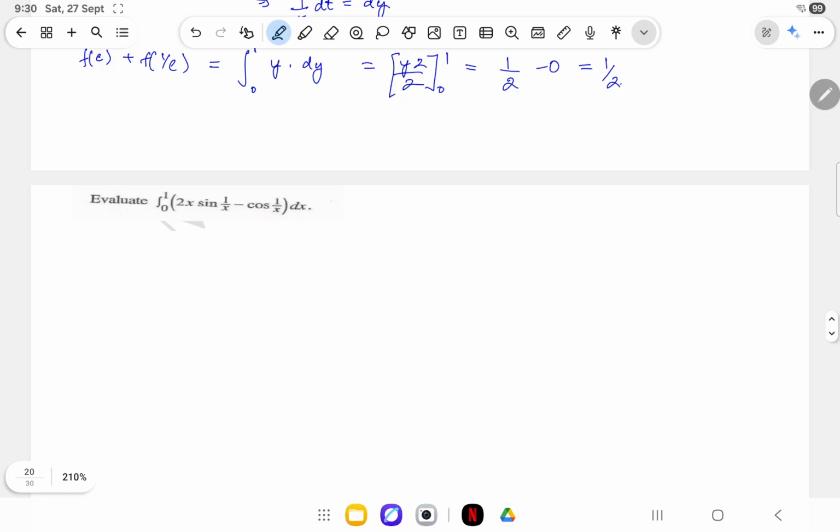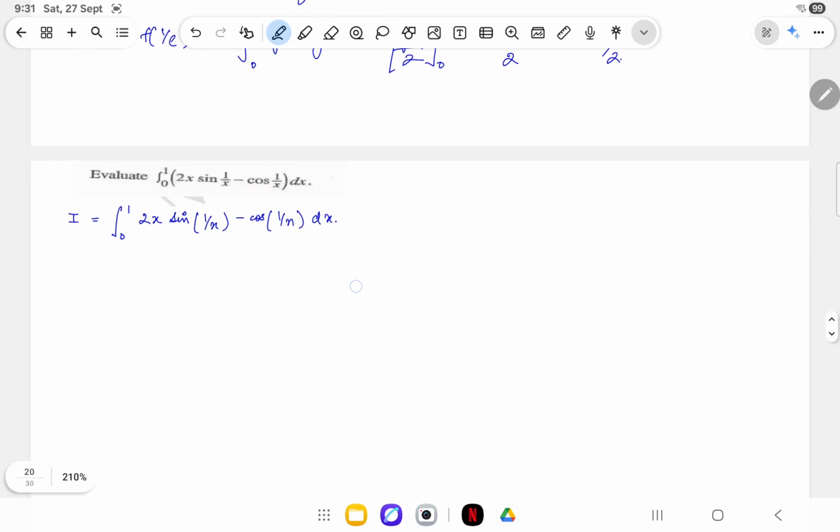So in the next question they have given us an integral, and we are supposed to basically evaluate it. So let's name it as I, and it is varying from 0 to 1, and we are supposed to integrate 2x sine 1 by x minus cos 1 by x dx. So we can write it as integration 0 to 1 of 2x sine 1 by x dx minus integration from 0 to 1 of cos 1 by x dx.